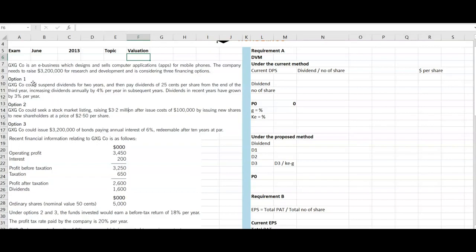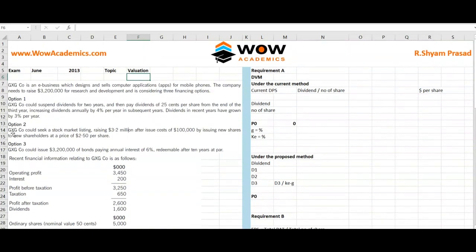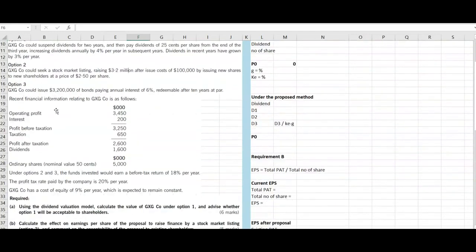So this is the option: whether the suspension of dividends for 2 years and then paying 25 cents of dividend from the third year end, increasing annually by 4%, is accepted, or will investors choose to stick with the current policy of getting dividends growing at 3% per year? Which option they will choose is the question. The question is not about option 1 versus 2 versus 3. Within option 1 itself we have two sub-options, so that is what we have to work out. To work this out, we have to read other information. So 2 and 3 we leave.